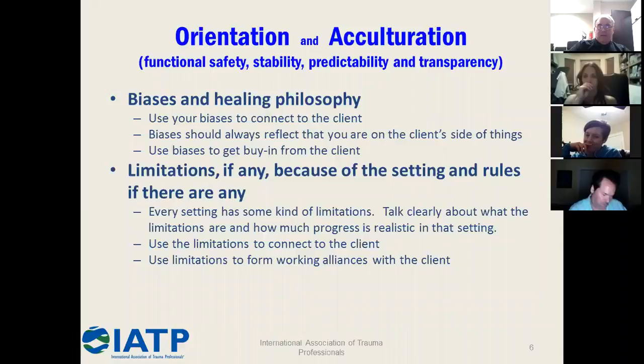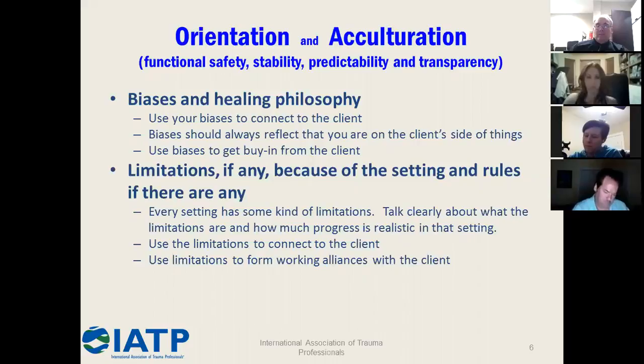The next piece that we want to make sure that we include is what biases we might have and what our philosophy of healing might look like. Now, where a lot of people have traditionally talked about their biases as kind of problems in therapy, I look at biases a little differently. Remember, everything you do in stage one is to connect with the client. So I'll share a bias, but my biases that I'm sharing with the client are always to engage the client.